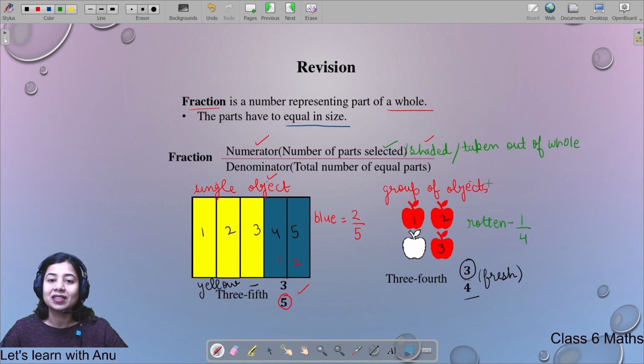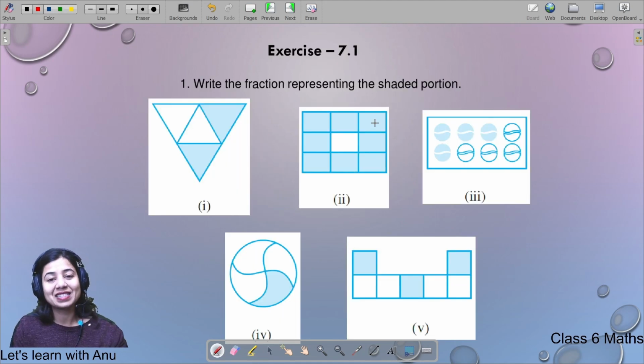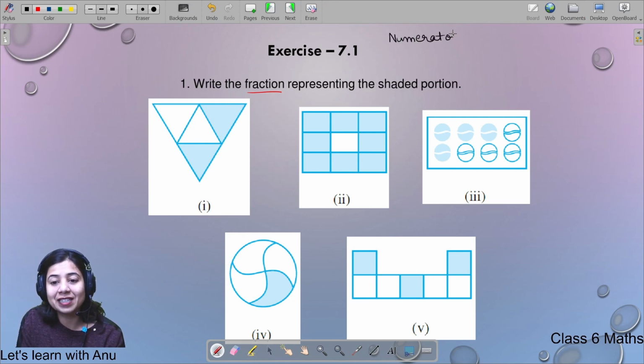Let's solve the exercise now. If you still have any doubts, no worries. When we are going to solve the other questions in the upcoming slides, all your doubts will go away. Okay? Let's start the exercise 7.1. Question number 1. Write the fraction representing the shaded portion. So let's quickly revise how to write the fraction using the two numbers. One above the line is numerator, below the line is the denominator.